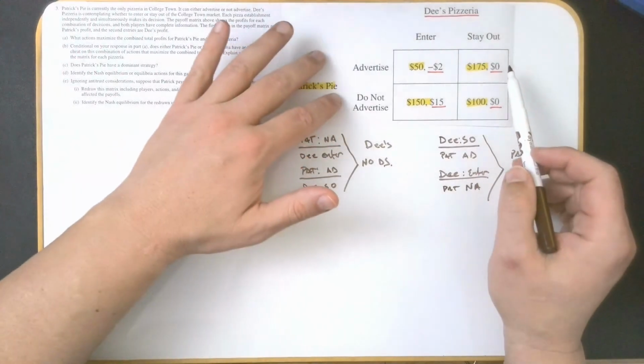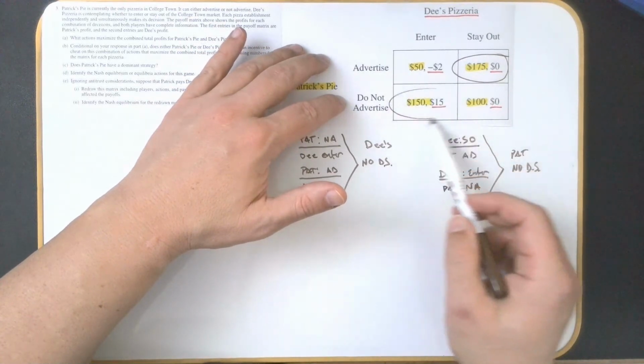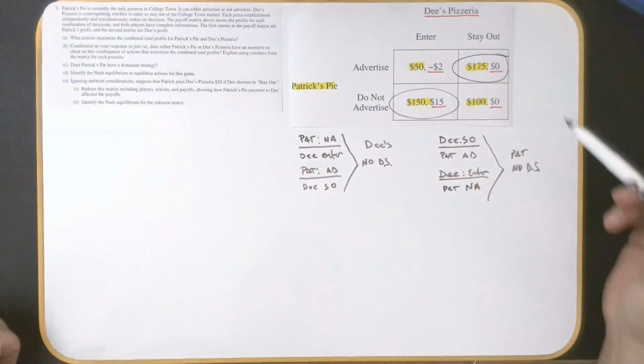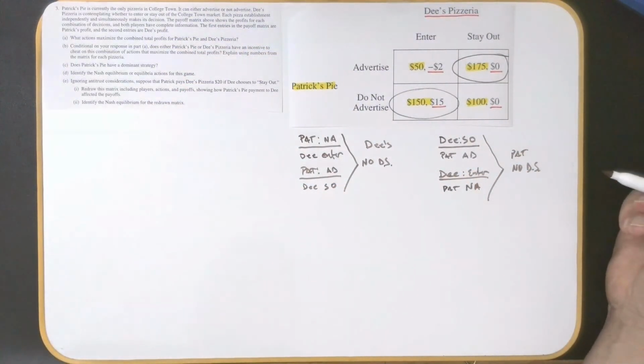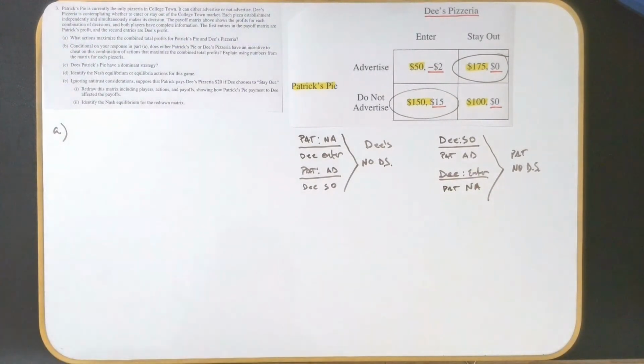And so what turns out is that this is one of the Nash equilibriums, is this one, and this is the other one. Okay, so we have two. Okay, now let's go back to the question. Let's see what they ask. It says, what actions maximize the combined total profits for Patrick's Pie and D's? So combined profits, well, that's a little bit different.